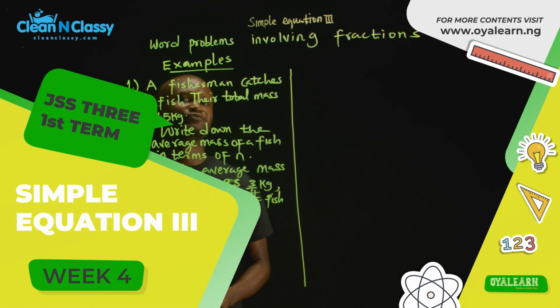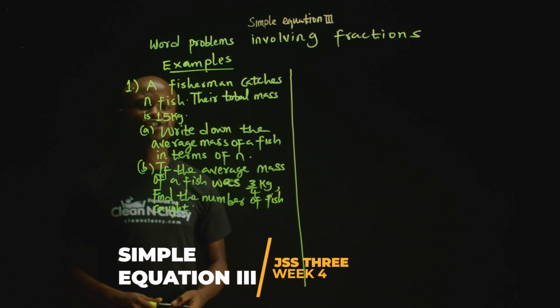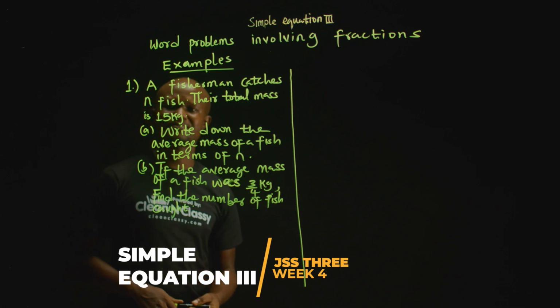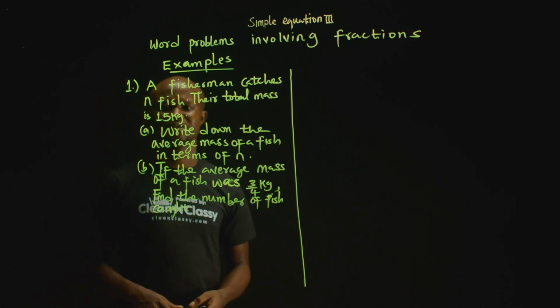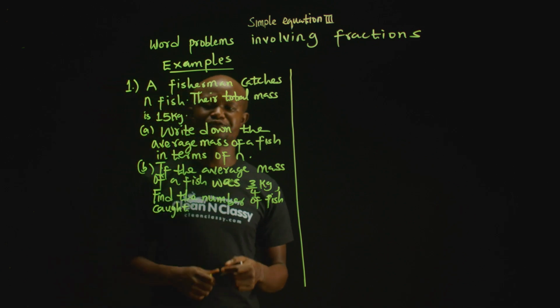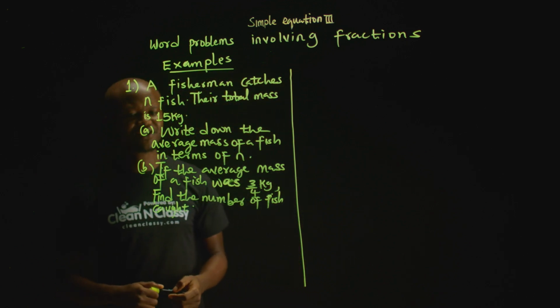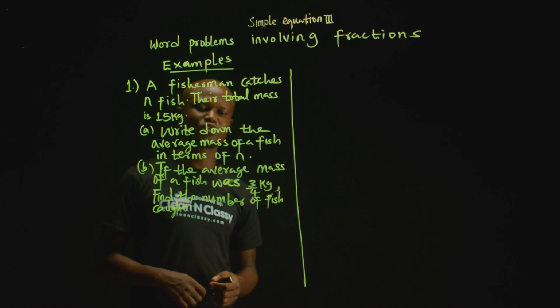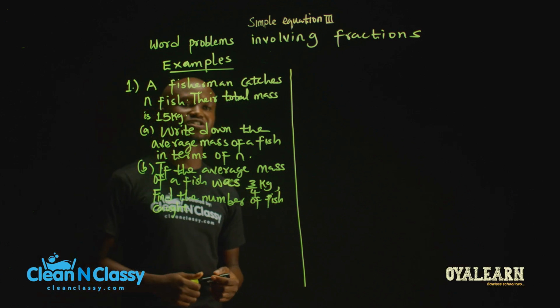Word problems involving fractions. Examples. A fisherman catches n fish. Their total mass is 15 kg. A. Write down the average mass of a fish in terms of n. B. If the average mass of a fish was 3/4 kg, find the number of fish caught.